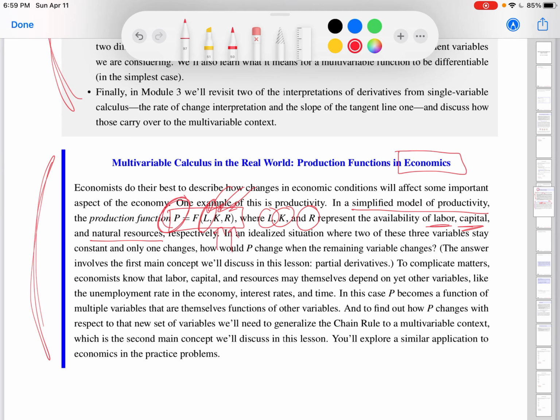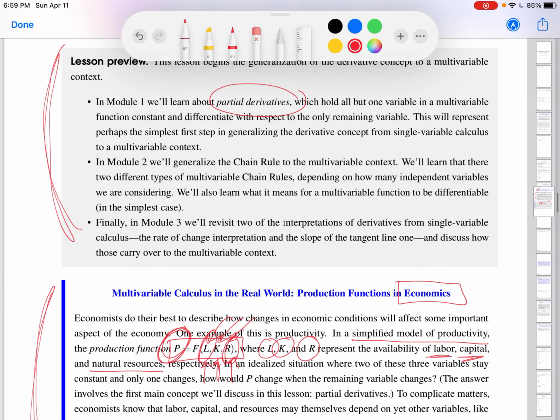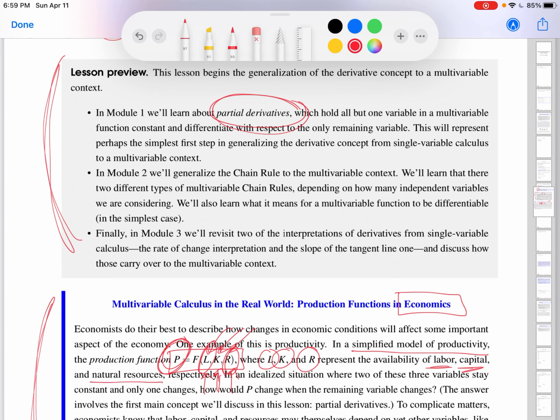Or how does production change as a function of the natural resource availability, assuming I don't change labor or capital? Those are all questions that turn out to have something to do with what we're going to do in this module, which is the notion of a partial derivative.